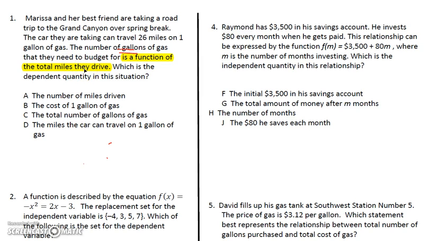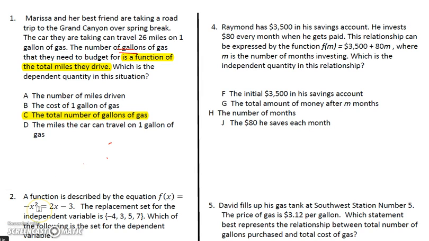So I need to understand that in this case, what I have is a dependent and independent variable. If I want to go from here to McAllen, I can probably make it in 5 gallons, 10 gallons. But if I want to go from here to the Grand Canyon, I'm not going to make it in 5 gallons. So my total of gallons is going to be dependent on what? On the miles that I'm going to drive. So for problem number 1, I'm supposed to have an answer of letter C, the number of gallons of gas.